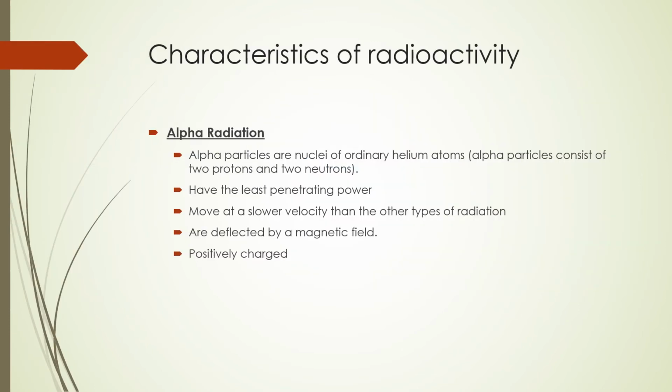Let's now look at what happens during radioactive decay. A heavy atom can emit alpha particles in a process called alpha radiation. Alpha particles are nuclei of ordinary helium atoms, which consist of 2 protons and 2 neutrons. They have very low penetrating power in materials. They move at slower velocity than the other types of radiations. They are positively charged and can be deflected by a magnetic field.